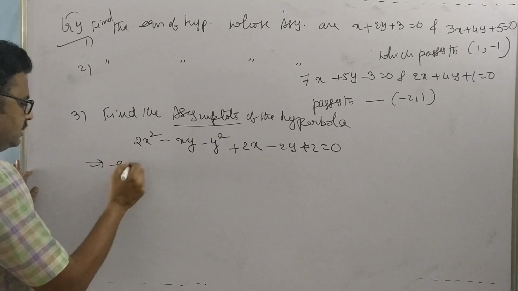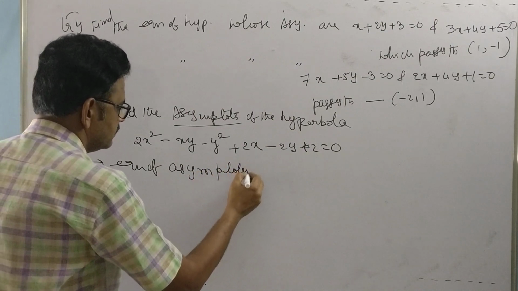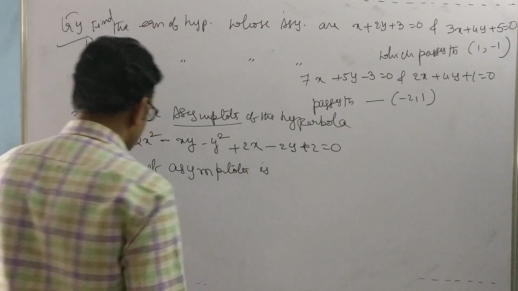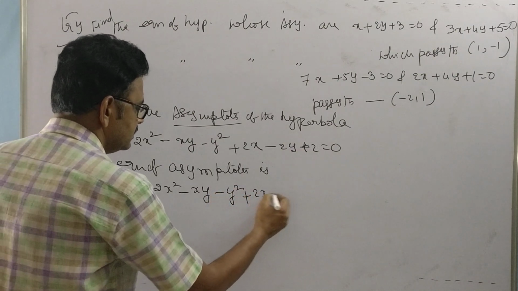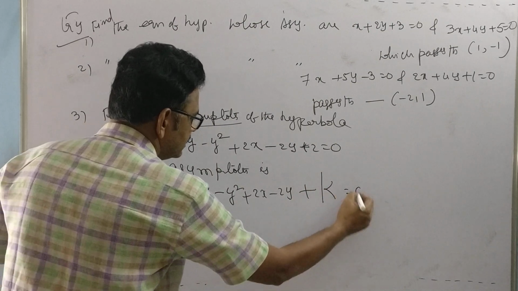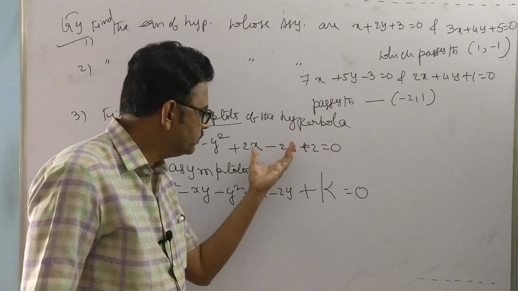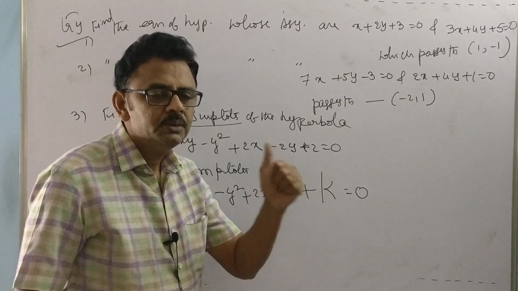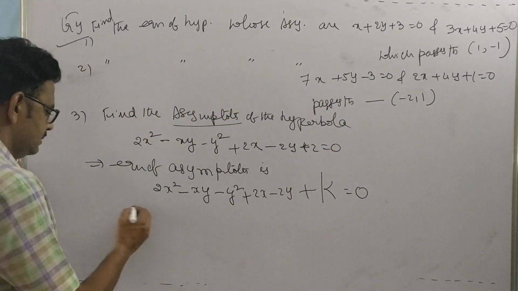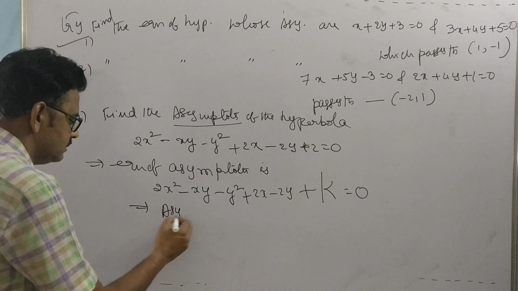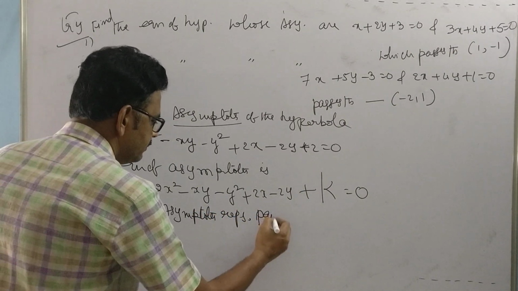So the equation of asymptotes is 2x square minus xy minus y square plus 2x minus 2y plus some constant k equal to 0. In place of constant you can write k, because both are as it is, only difference is k. Asymptotes means what? Pair of lines. Asymptotes represents pair of lines.